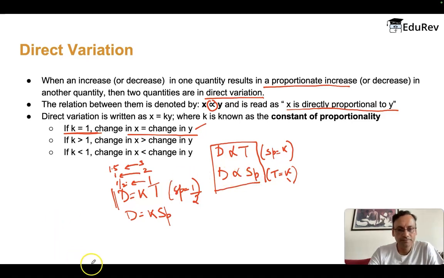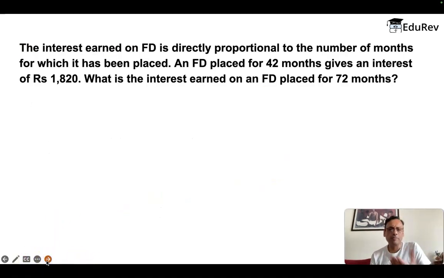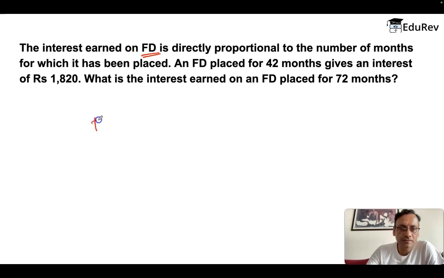Okay, fine. Let's solve a couple of questions to understand this better. So the interest earned on FD, a fixed deposit. When you put money in a bank, and you do it fixed, which means you say that I'm putting this money for 3 months or 6 months or 1 year, the bank gives you a certain interest on that. So the interest earned on a fixed deposit is directly proportional to the number of months for which it has been placed. So interest is proportional to months. You decide the number of months and the interest automatically gets decided. You don't control the interest, you control the number of months, right?